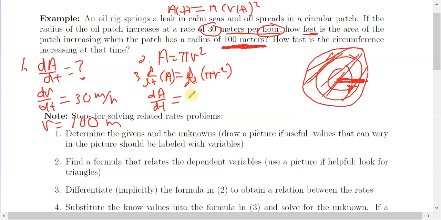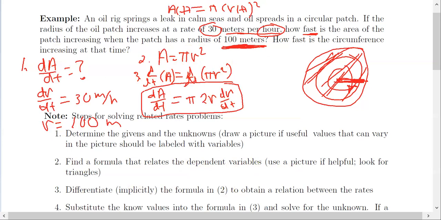On this side, pi is a constant. For the derivative of r squared with respect to t, I take the derivative of r squared with respect to the variable I see, which is r. So it's the derivative of r squared, 2r, times dr/dt. And so we've managed to use implicit differentiation to give me a formula that relates the rates.